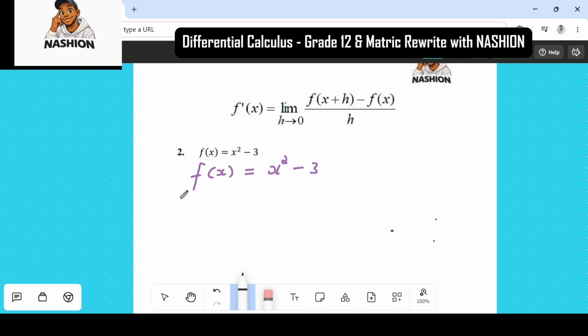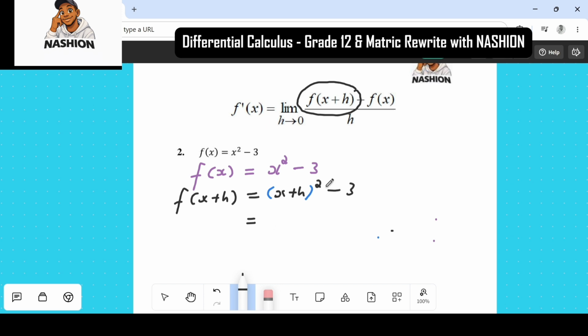How do we start? We start by finding f of x plus h. So we write f of x plus h. And what that means is in the place of x, we are going to be putting x plus h. Where there is x, we write x plus h, not forgetting to square because the x is squared, minus 3.